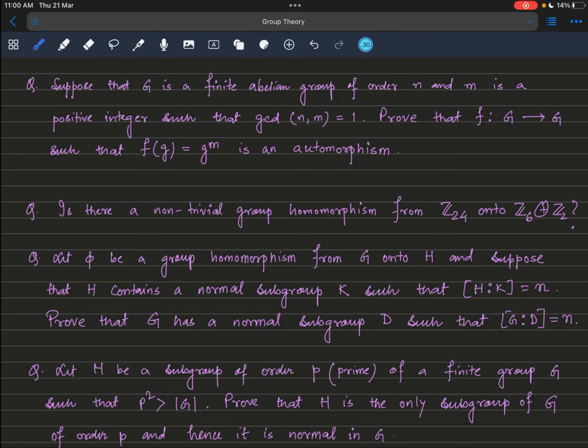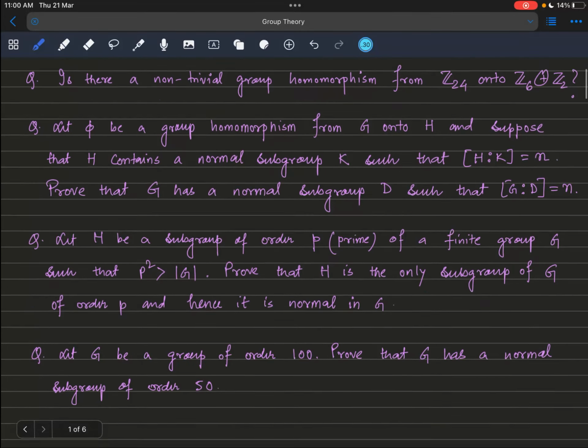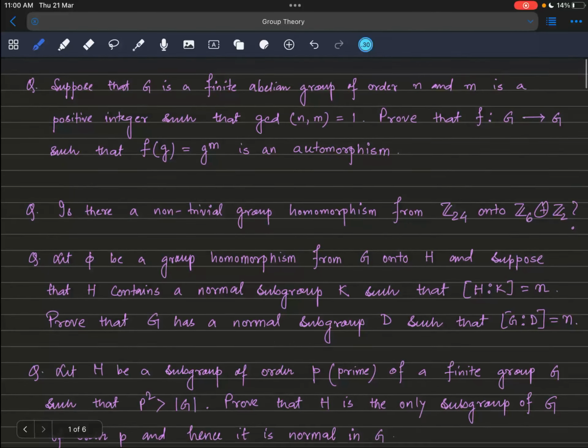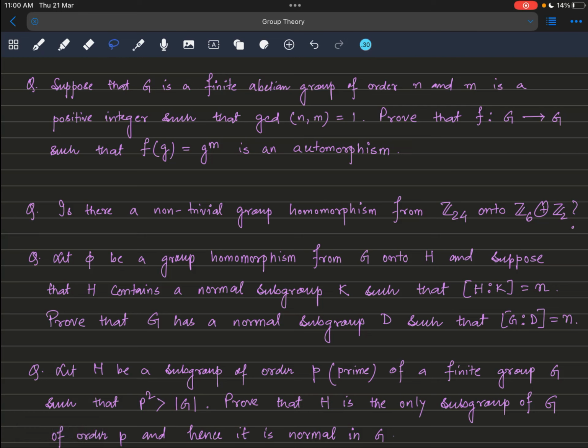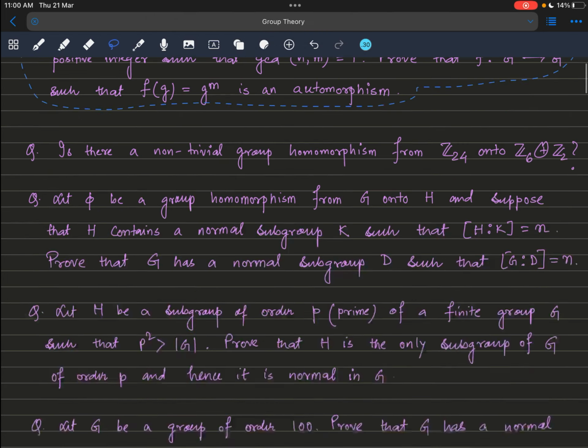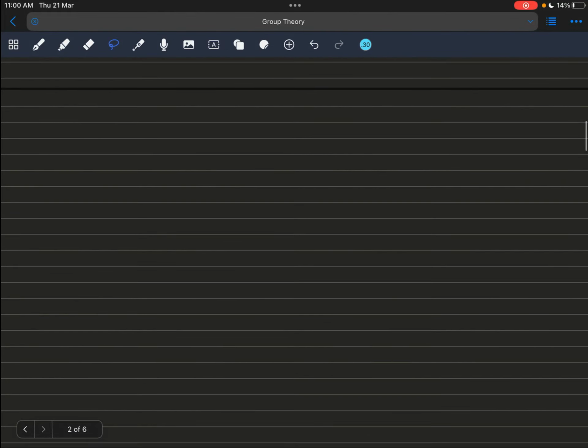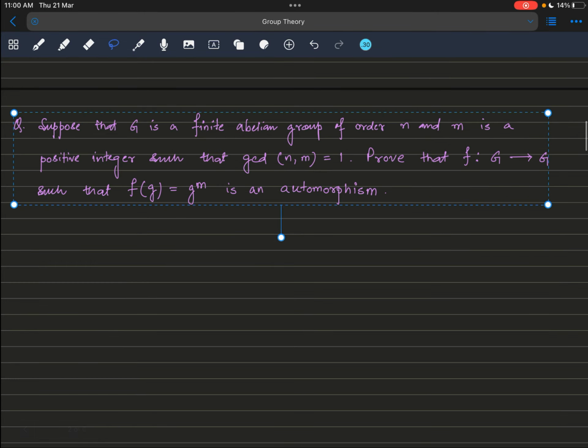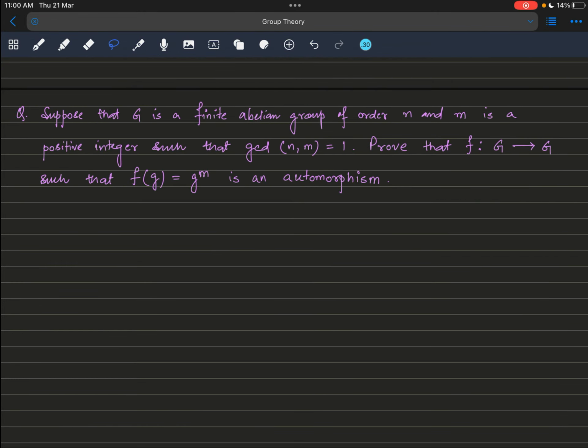Hello everyone. So we'll see some questions from the group theory section. These are some questions we'll see here. First of all, let me crop the first question. Okay, so this is the first question. So what does the question say?